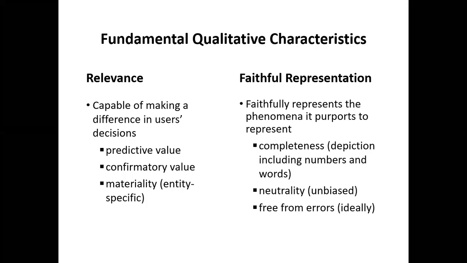Then we can see to what extent we were accurate. Again, that will help us to improve our decision making, to make better predictions. That is about the relevance. The information, if it has a predictive value and a confirmatory value, can make a difference in the user's decision.